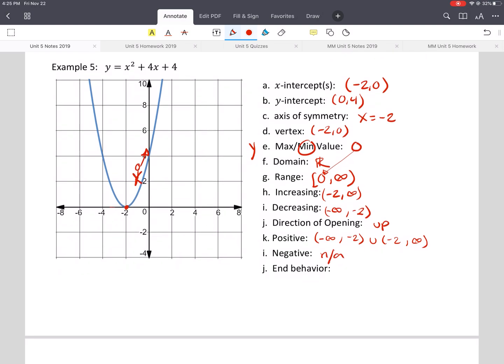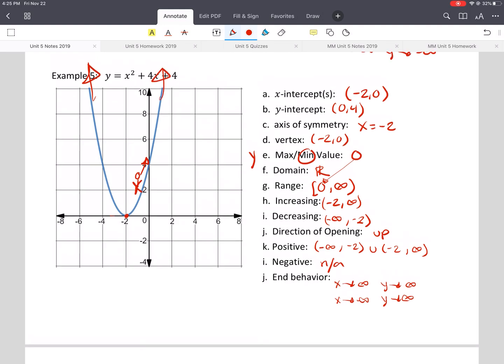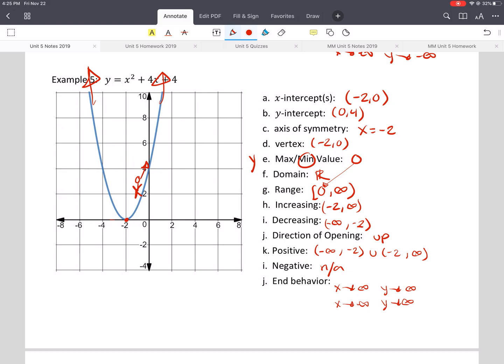And end behavior: as x goes to infinity, y goes to infinity for both of them. So as x goes to negative infinity, these both go up to positive infinity. Okay? Well, if you have any questions, please let me know. I know some of these are a little tricky, especially when you have lots of them, and some of them are a little different, okay?